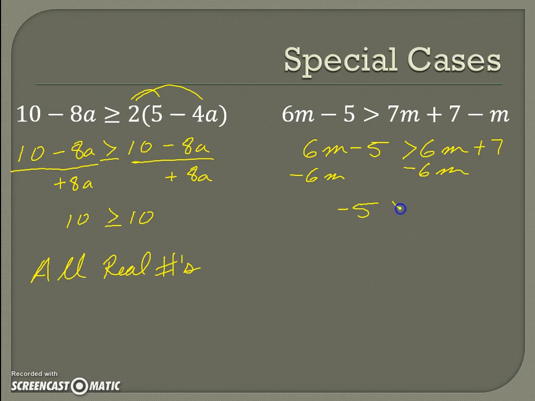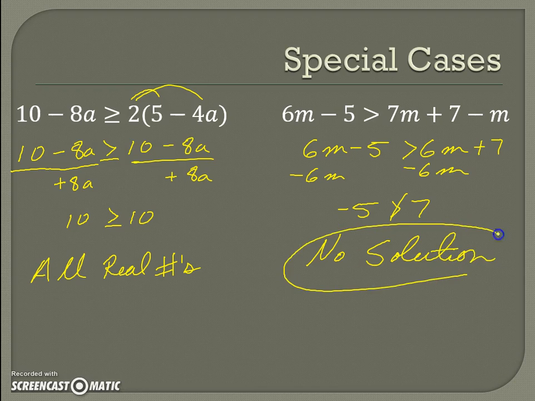So negative 5 is greater than 7, which is not a true statement. And when that happens, just like when it was an equation, if it's not a true statement, that means that there is no solution. Okay, so if it comes out to be an untrue statement, that's no solution. If it comes out to be numbers that is always a true statement, then that's all real numbers. All right, so those may pop up.